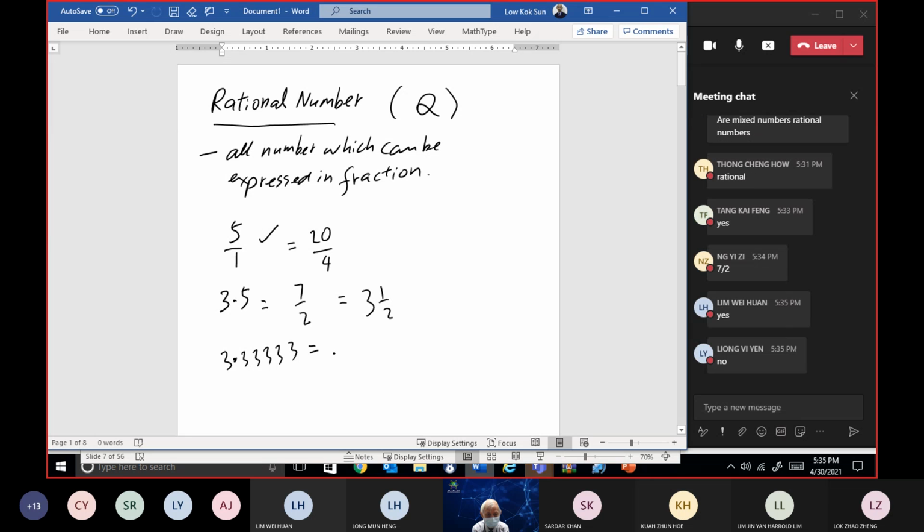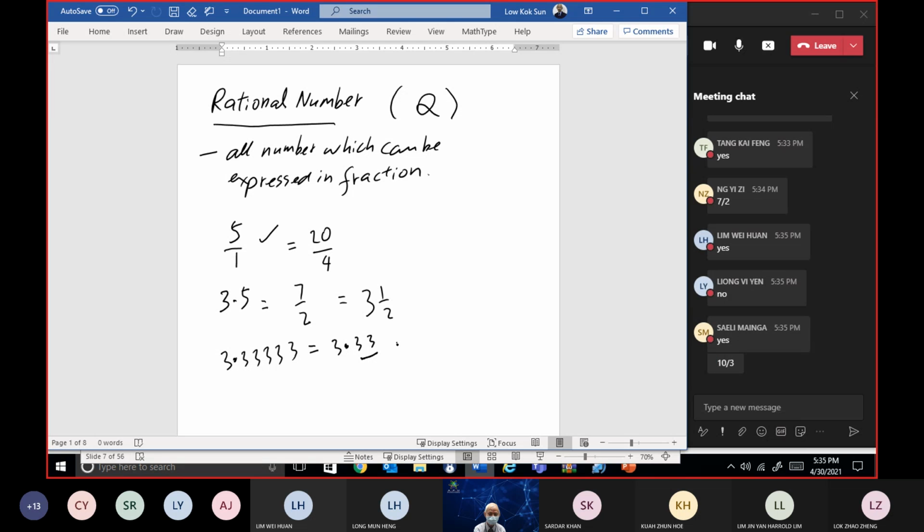3.3333. Okay? Yes or no? Now, I can just shorten it by saying 3.333. This is recurring, okay? Now, is this a rational number or not rational? I put 3.3 and a line under it. It means it's going to be 3.3333 forever. Is this rational, yes, or irrational? Rational. Okay, it is a rational.